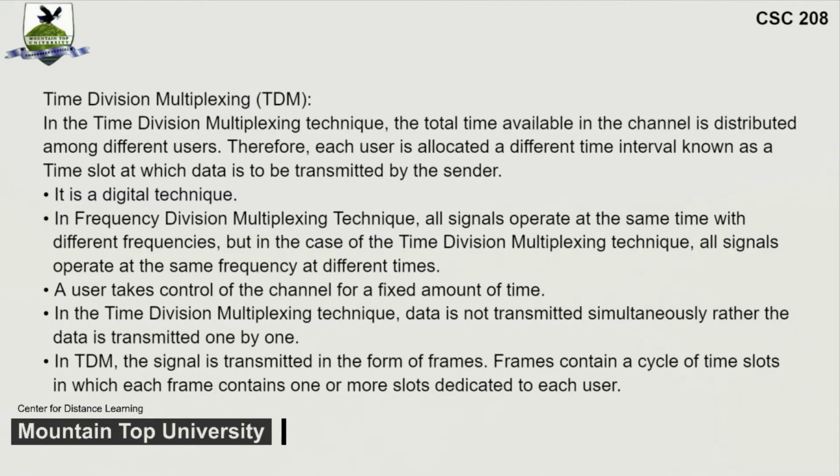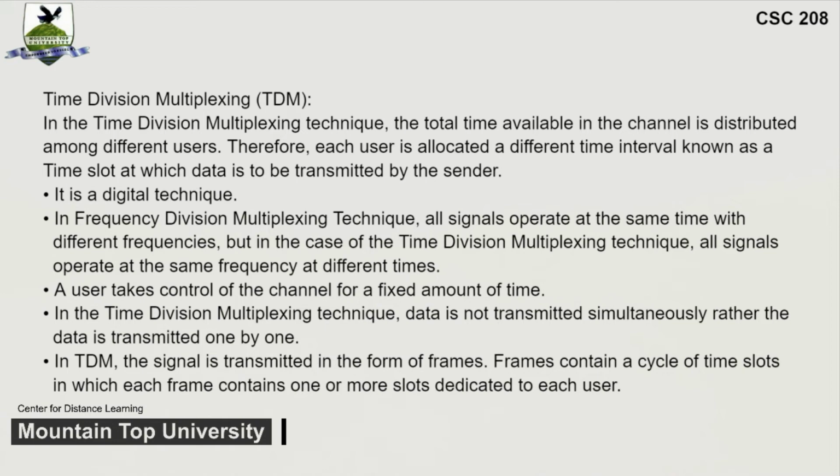Time division multiplexing, TDM. In the time division multiplexing technique, the total time available in the channel is distributed among different users. Therefore, each user is allocated a different time interval known as a time slot at which data is to be transmitted by the sender. It is a digital technique.